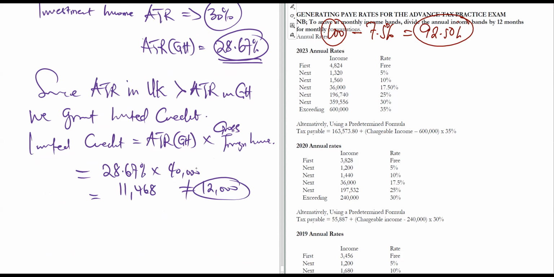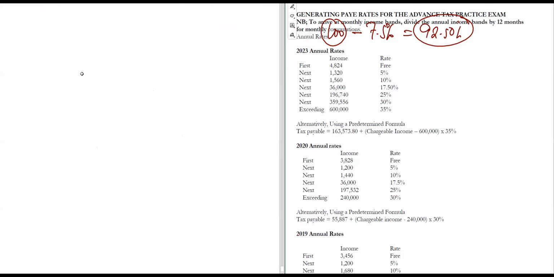Of course, you cannot claim 12,000, because it is more than the average tax rate in Ghana allows, right? So you can only claim this 11,468. So this is how we do limited credit. You just multiply the average tax rate by the foreign income, in case you get something like that. Very easy, right? Any question?